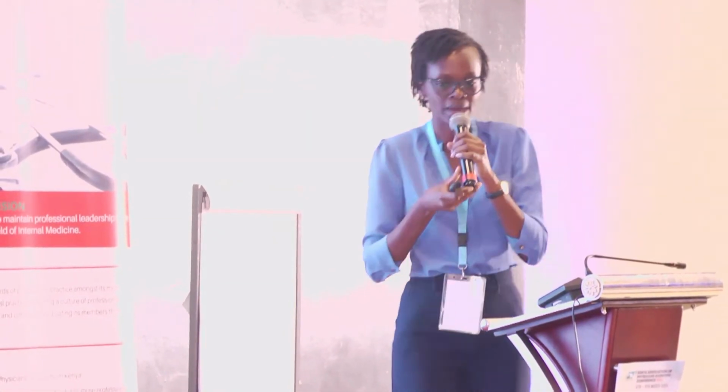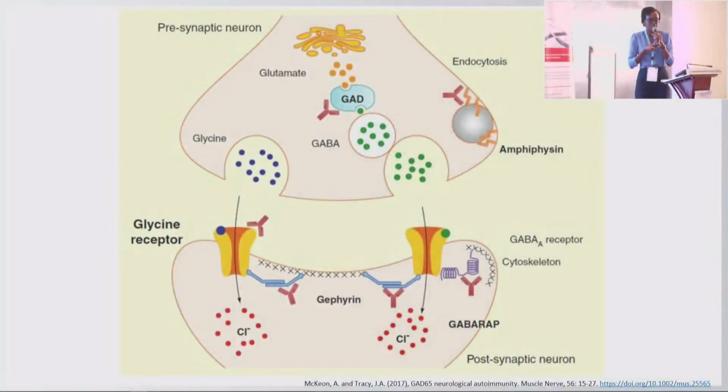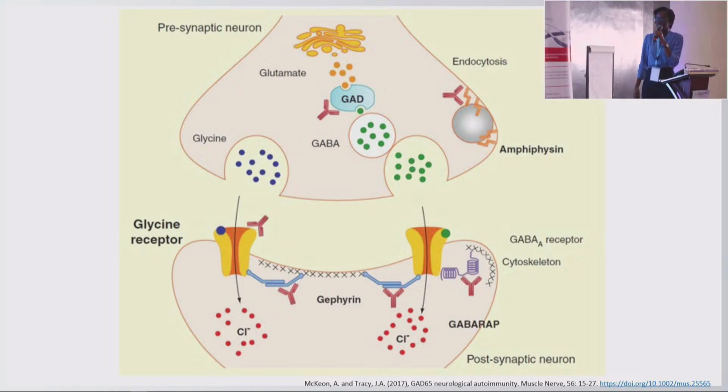To give a background, we know that GABA is the major inhibitory neurotransmitter within the CNS, together with glycine. GABA is synthesized from glutamate using the enzyme glutamic acid decarboxylase, GAD. GAD exists in two isoforms, GAD65 and GAD67. GAD65 is what has clinical utility. When you have antibodies to GAD65, you have a deficiency in GABA, and this results in a state of neuronal hyperexcitability.